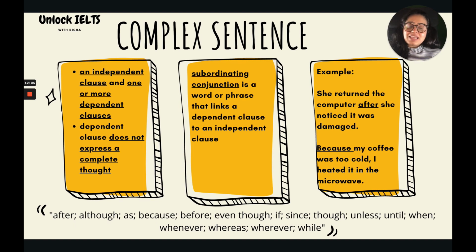Let's have a look at the example. She returned the computer after she noticed it was damaged. Because my coffee was too cold, I heated it in the microwave. The underlined words in our examples are subordinating conjunctions. As you can see on the screen, there are different subordinating conjunctions which you can use in your complex sentence: after, although, as, because, before, even though, if, since, though, unless, until, when, whenever, whereas, wherever, while.